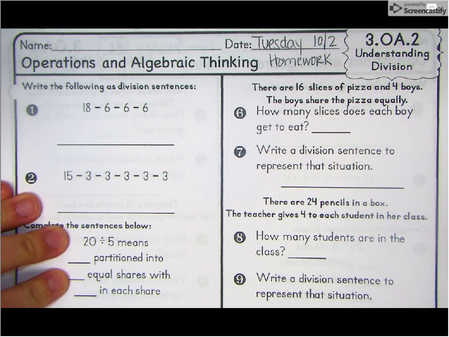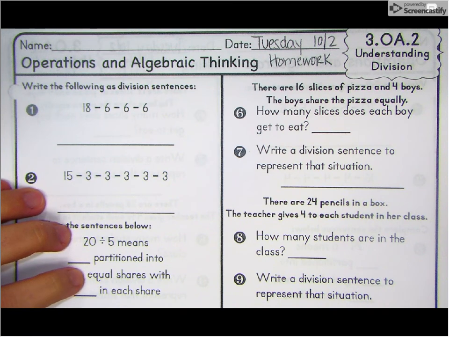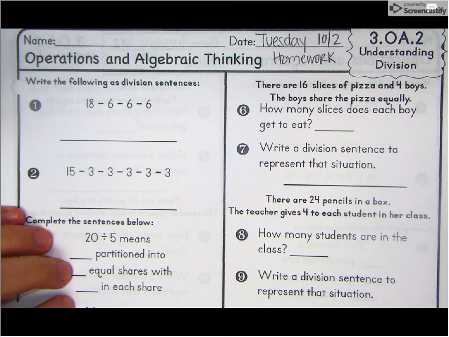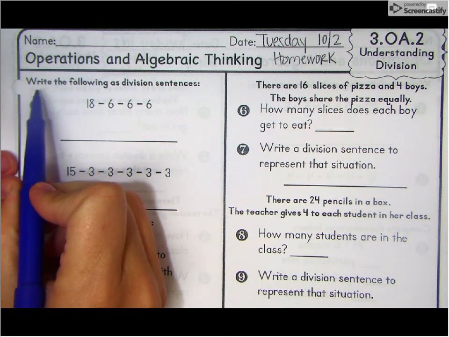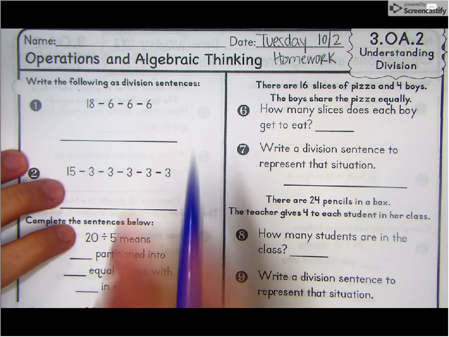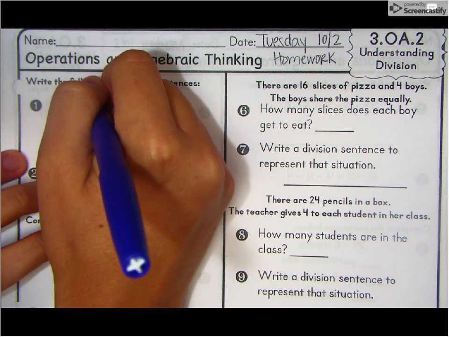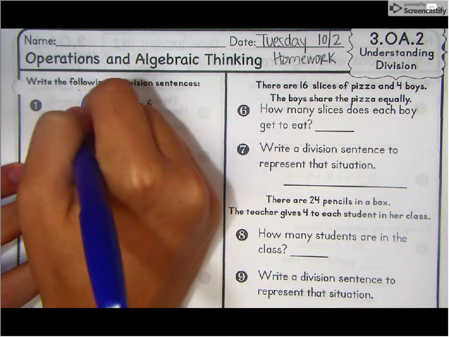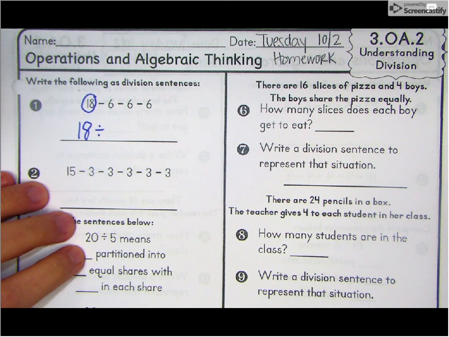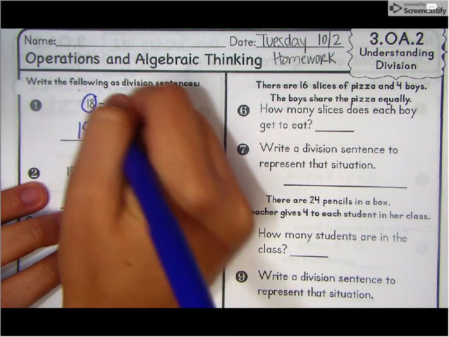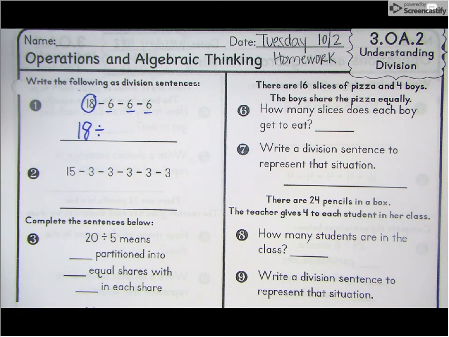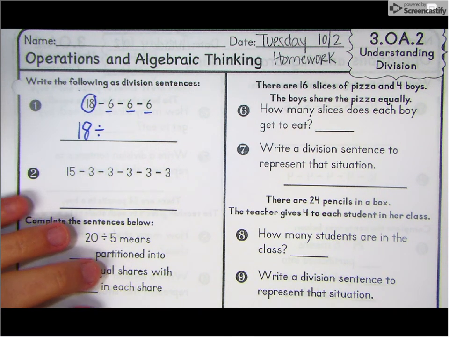I'm Miss Finley and I'm going to go over what we did in class today and show you how to do this homework. So this first one says, write the following as division sentences. With division, we've always told them to start with our biggest number. So we're going to start with 18 because that's our biggest number. And now we know that there are 6 in each group, or that there are 6 groups. We don't know the question, so we're not exactly sure, but it could go either way.